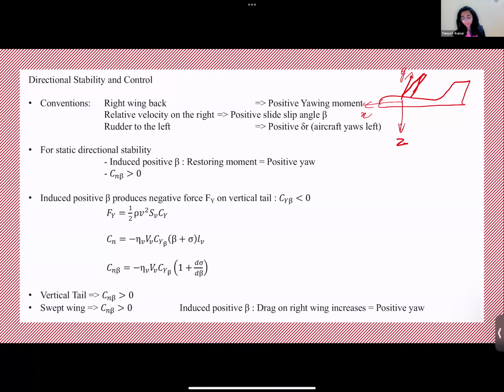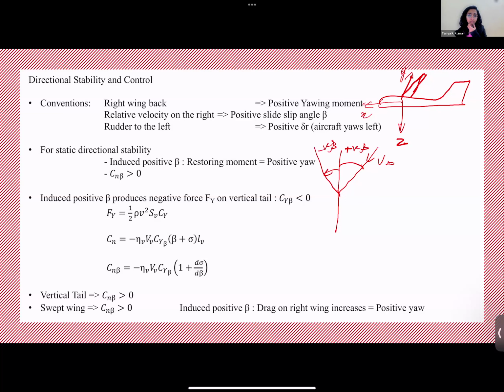Then relative velocity on the right is called positive side slip angle. This we've seen before. If this is your fuselage reference line and you have V infinity, this velocity is on the right of your fuselage reference line. So this is positive beta. Now if it were on the left, this would be negative beta.